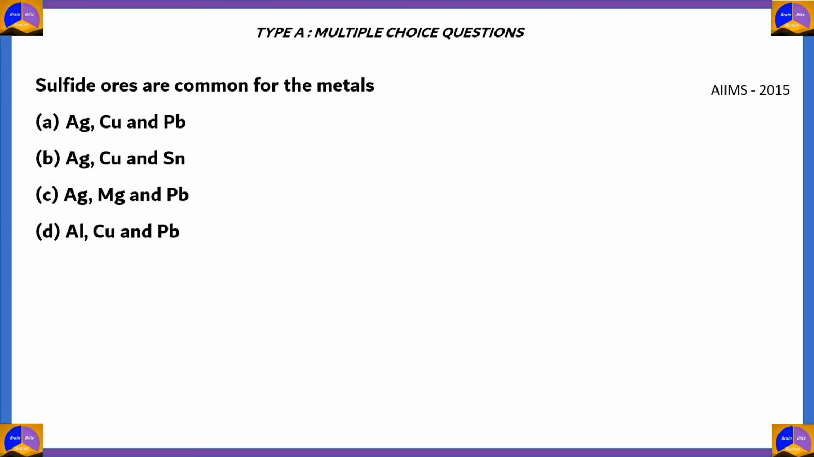Let's move on to this question. Sulfide ores are common for the metals: Ag, Cu, Pb; Ag, Cu, Sn; Ag, Mg, Pb; Al, Cu, and Pb. So over here, we're looking for the common ore, and that ore has to be a sulfide ore. So let's look at each of our options.